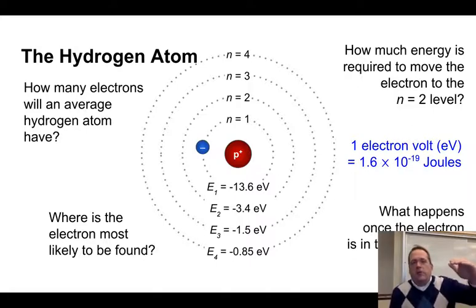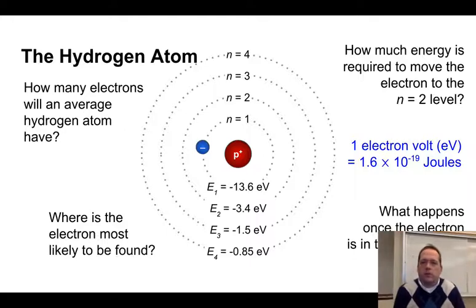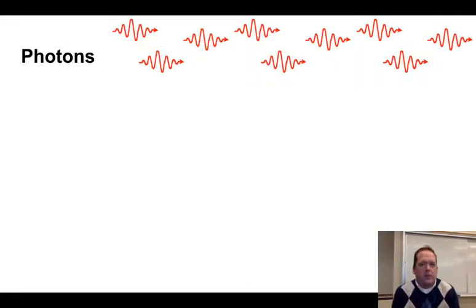In a higher energy level, typically the atom is not stable in that configuration. And so at some point, the electron will go back down to the lowest energy level. And in doing so, it must release that 10.2 electron volts of energy in some form. That form comes in photons.